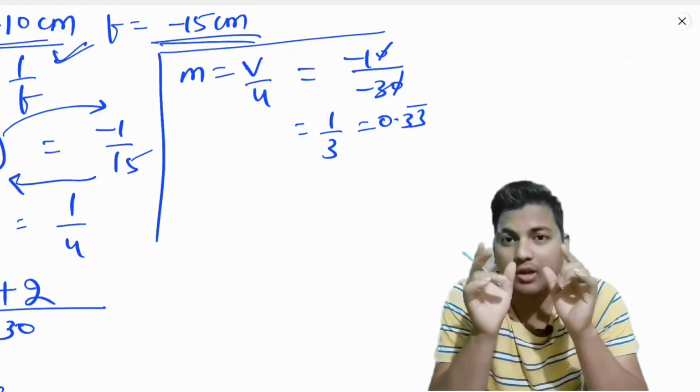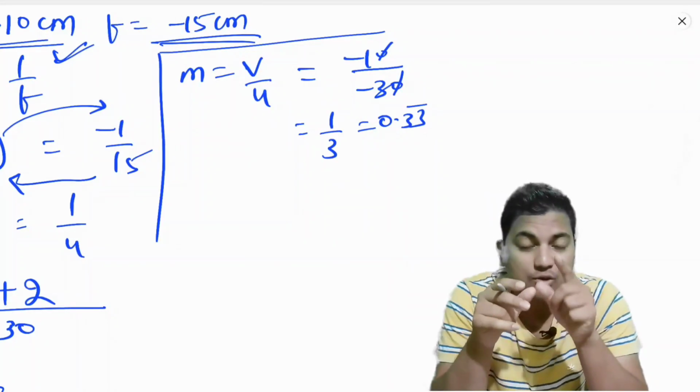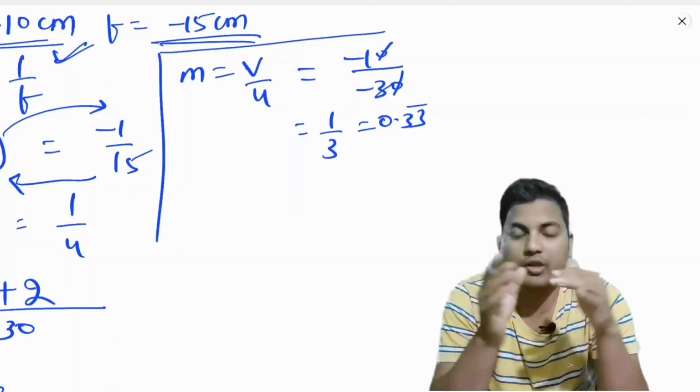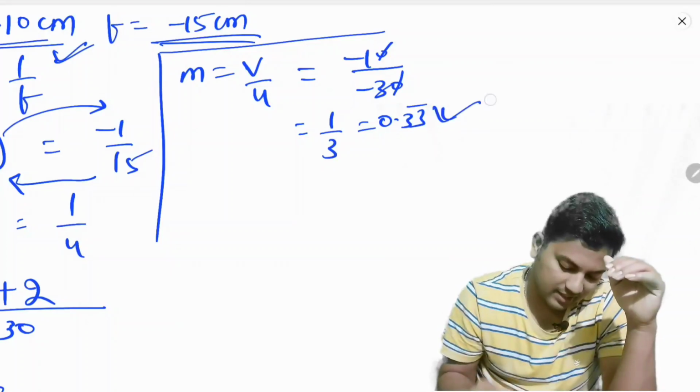And because we got a positive answer, why? Because our image should always be virtual and erect. That's why we are here with a positive answer. So our answer is correct.